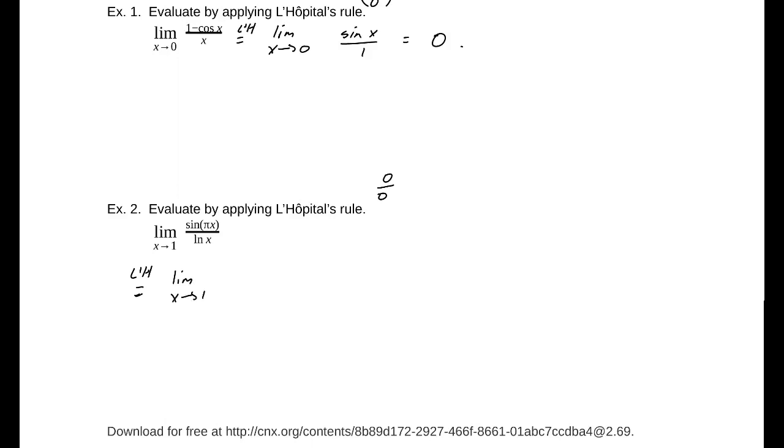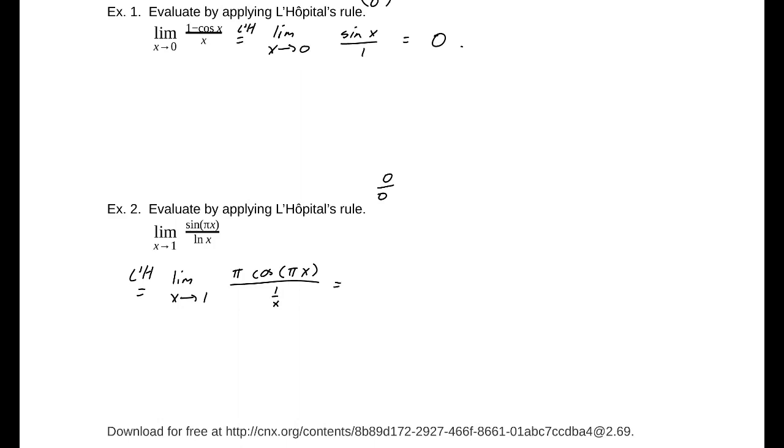Limit as x approaches 1 of, and we'll take the derivative there, so that would be pi from our chain rule, cosine pi x over 1 over x. Now let's evaluate again. The denominator, as you approach 1, is going to 1. The numerator, that would be negative 1 times pi, so negative pi.